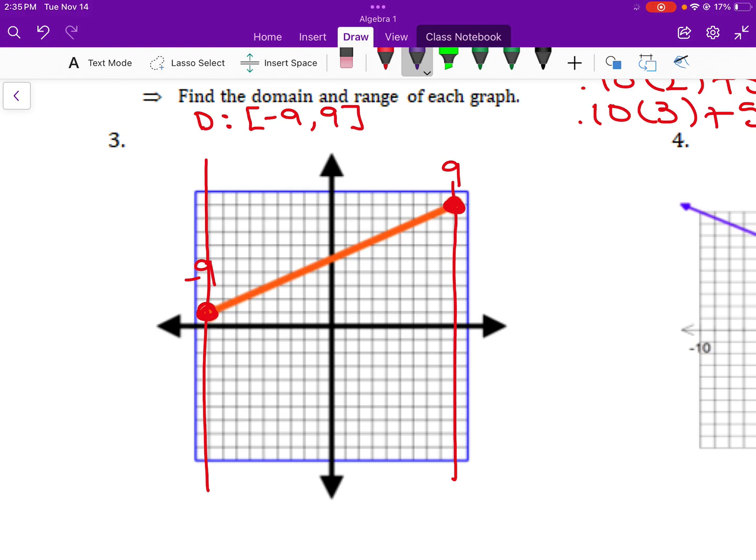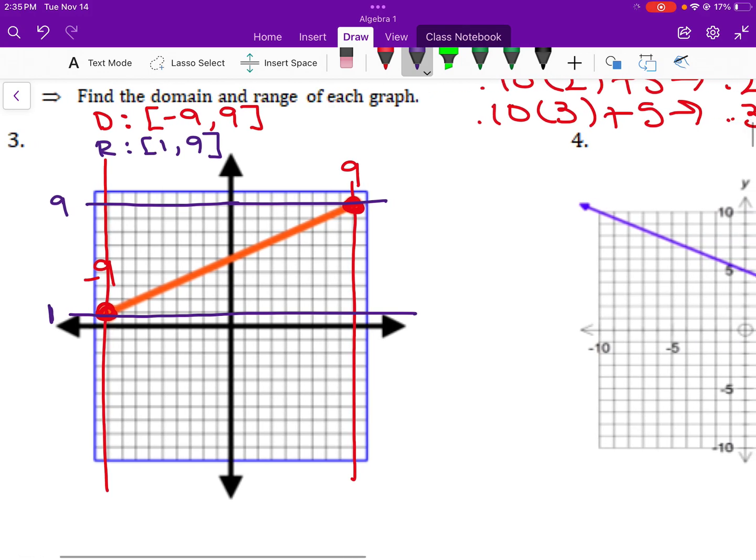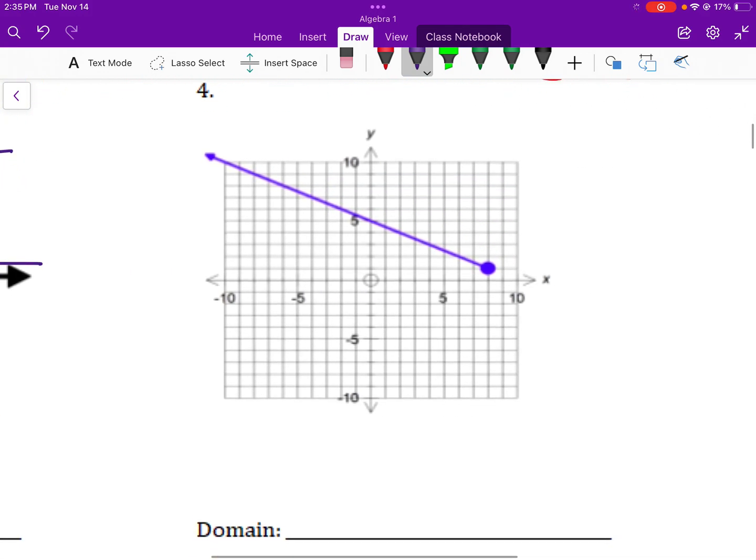My range, on the other hand, we're thinking of like ceiling and floor. That's as high up as it goes and as low down as it goes. That's ranging from 1 to +9. So my range is going from 1 to 9. So the structure looks a little bit different when I have a continuous, well, it's still discrete, but when it's not just individual points.